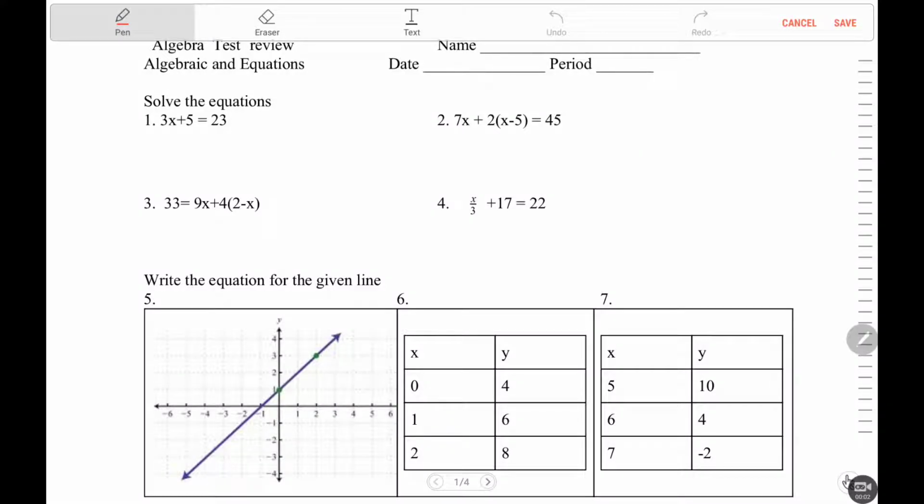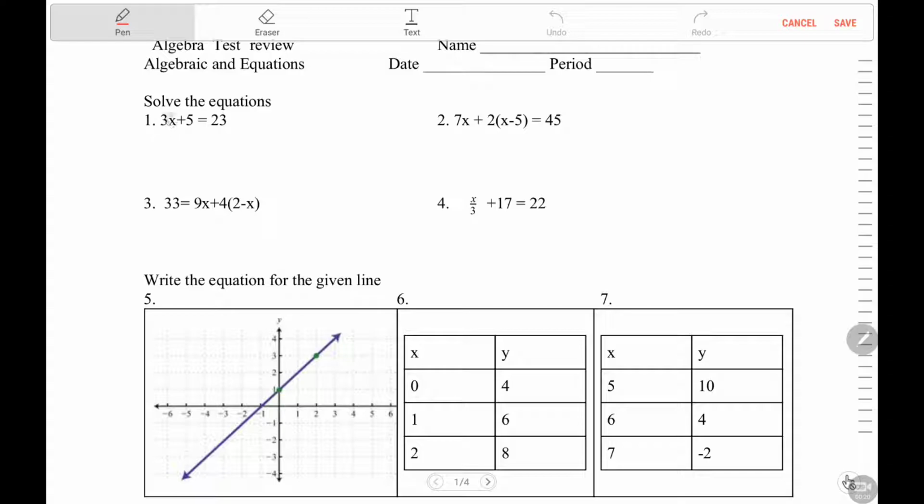Hey everyone, this is our test review for Unit 1 dealing with linear functions. So let's go ahead and dive right into it and go over all the things that we've talked about so far the past few weeks. Alright, so first part, you're going to encounter some questions where you're solving equations and solving for x.